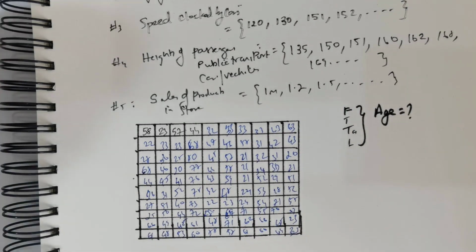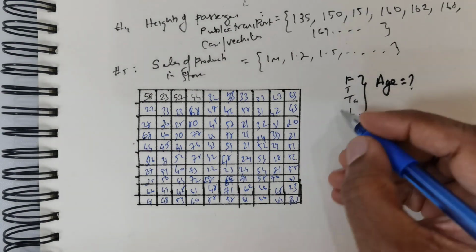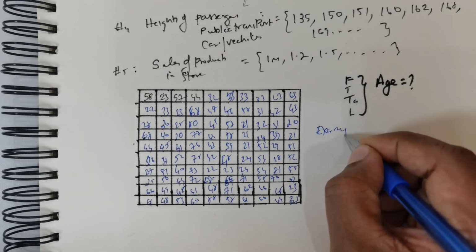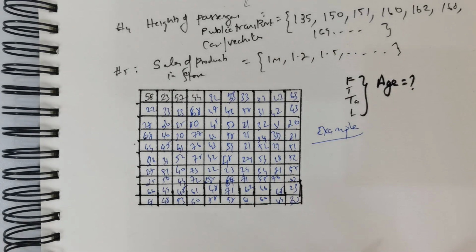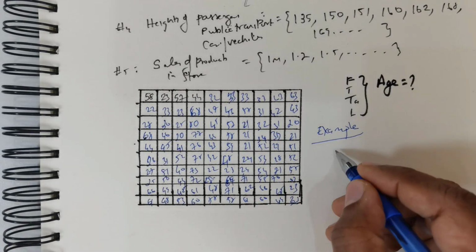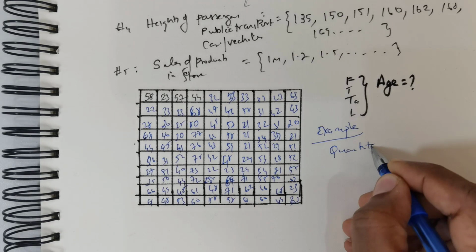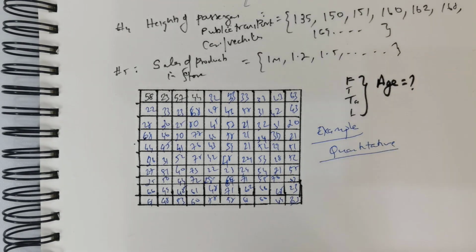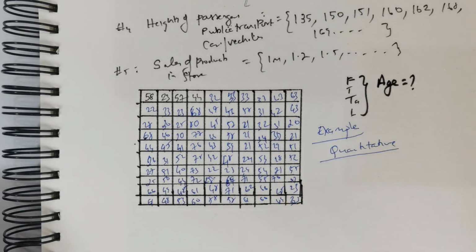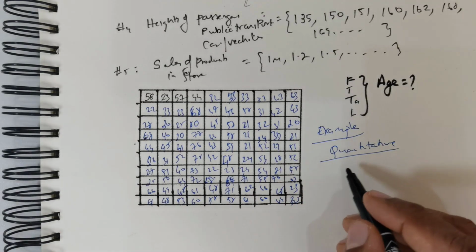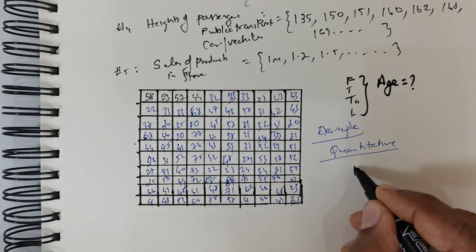I have successfully distributed the data, right? So this is an example. This is an illustration. This is how the data is distributed, and this is a quantitative type of data. Now, what you have to do, first and foremost, is organize this data into what are called buckets and bins.